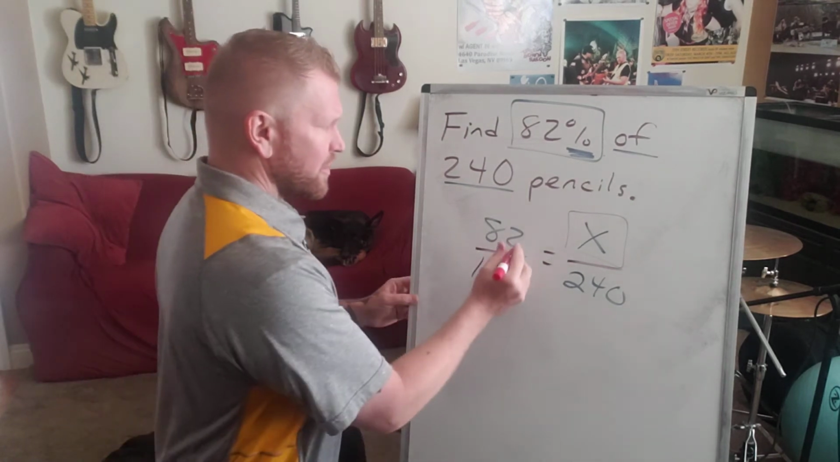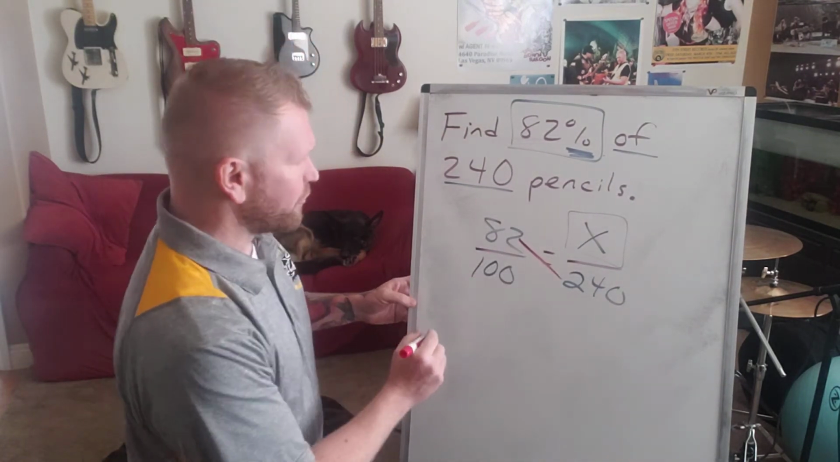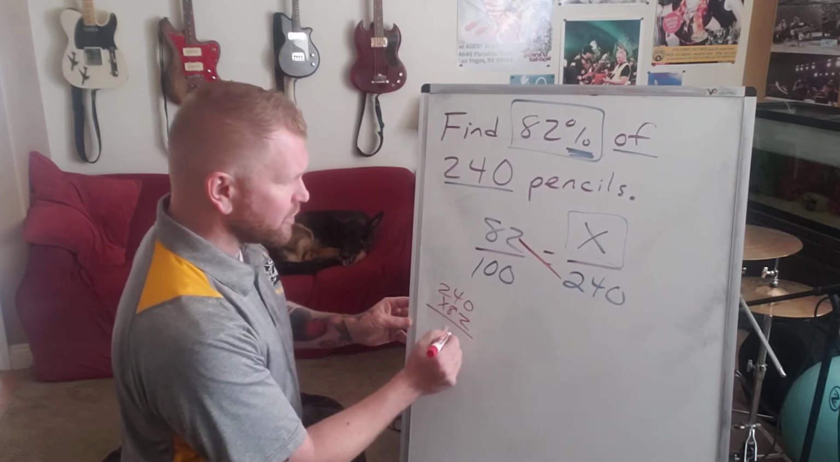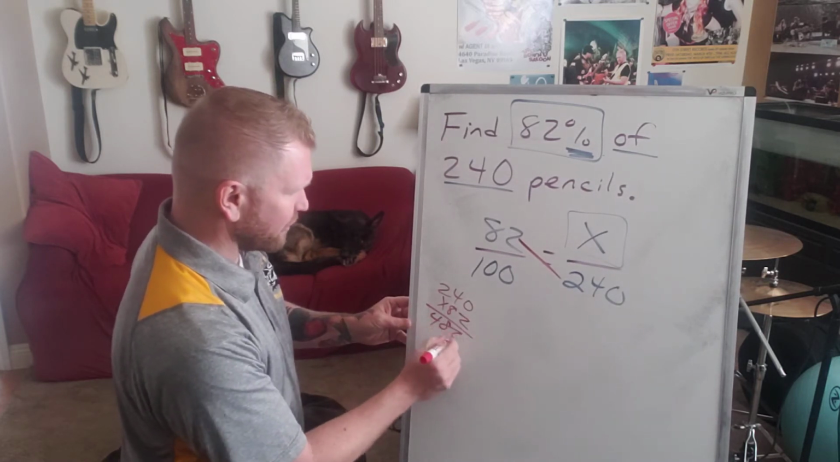So you do 82 times 240. Let's say I don't want to use a calculator. I can multiply it like this. If you do want to use a calculator, go ahead and use a calculator.